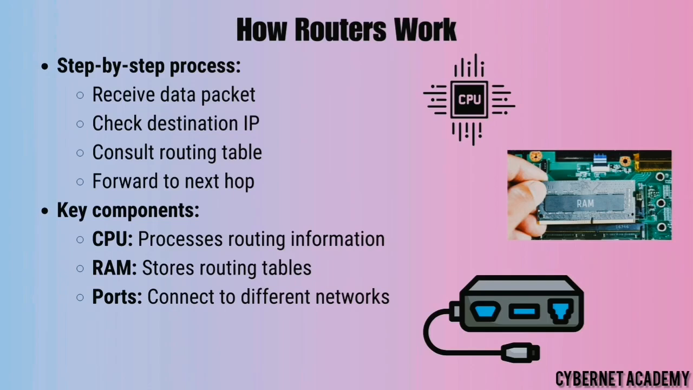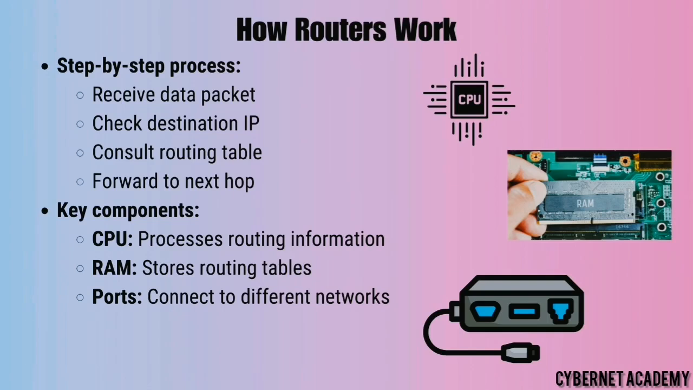Routers do this millions of times a second. For every piece of data that passes through them, they're constantly updating their maps to find the fastest routes, like a super efficient GPS. Inside, routers have a CPU to make decisions, memory to store their maps, and multiple ports to connect to different networks.